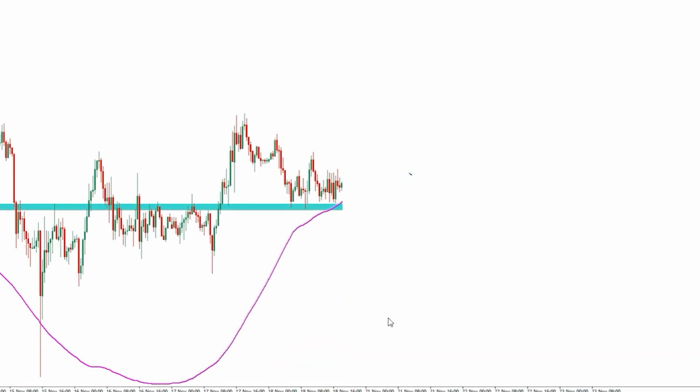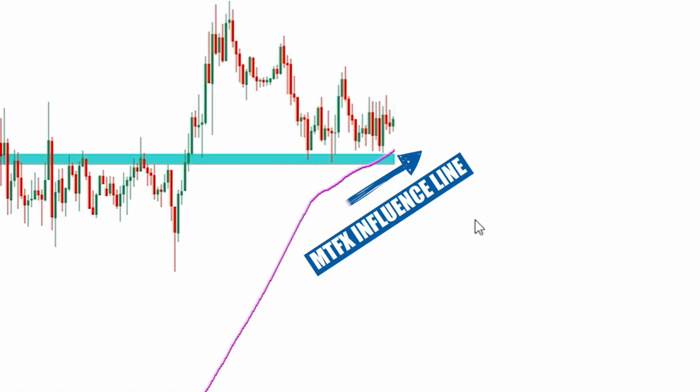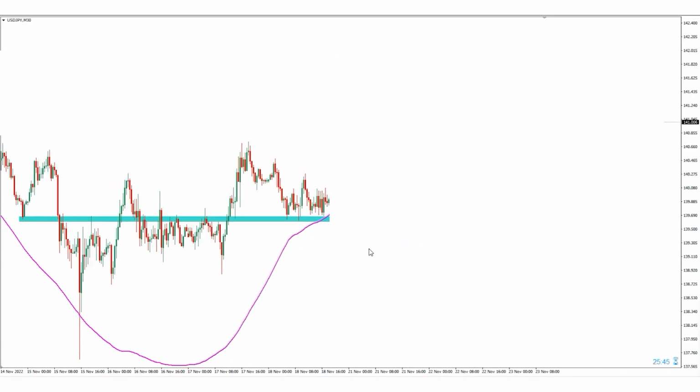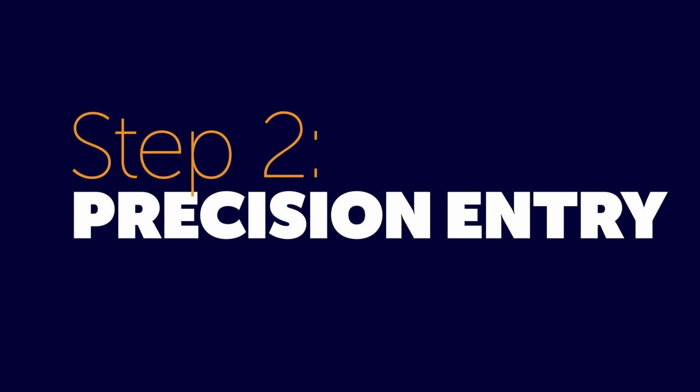We also have our MTFX influence line sloping upwards as well as coming in close to our support level, giving us further validation that price may indeed rise. So we now have a solid reasoning to support our long bias. Let's look for buying opportunities. So the next step, we'll drill down to a lower time frame and use the MTFX system to accurately time our entry so the price explodes in our favor.